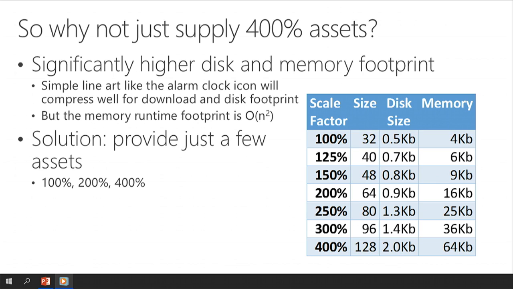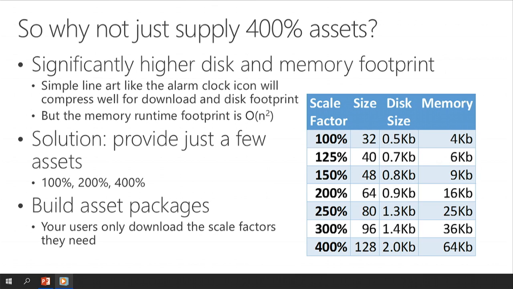So we have a solution for that. The first step is you do need to provide more than one asset. You need the 400 for the high-end devices, and you need 100 for the low-end. And we've found out in practice that having one in the middle is a good idea too. But by itself, this is still not enough because you're giving people 100 and a 200 or 400 all the time. So the other part of it is use asset packages. And this is a technology that means that your users only download the scale factors they actually need on their devices.